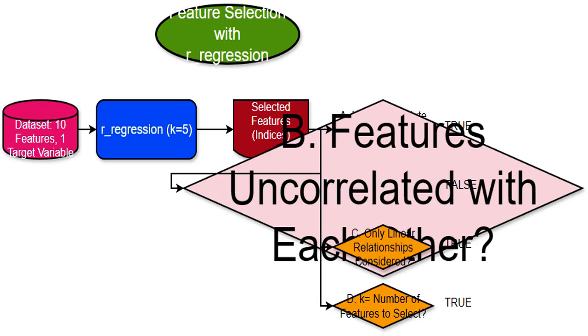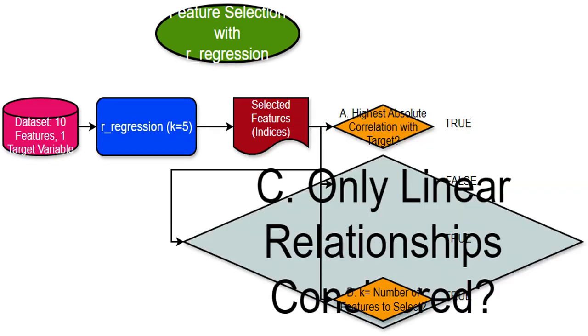Nope. r_regression only checks how each feature relates to the target. It doesn't worry about how the selected features relate to each other. They could be related, or not. That's right.